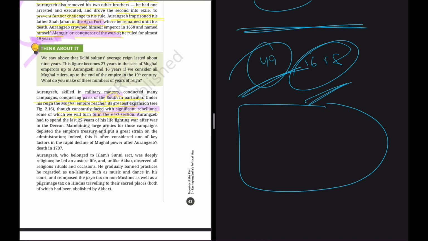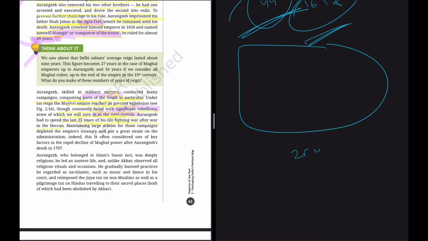And Aurangzeb spent the last 25 years of his life fighting war after war in the Deccan. So he spent the last 25 years of his life fighting war after war to gain control of the Deccan due to the increasing rebellions. And maintaining large armies for those campaigns depleted the empire's treasury and put a great strain on the administration. So obviously when you're going for wars and maintaining military campaigns, it will drain the wealth.